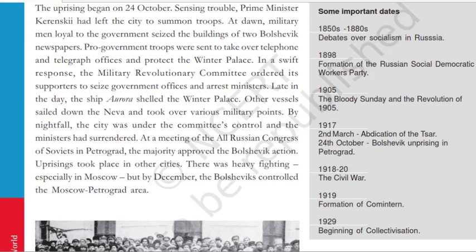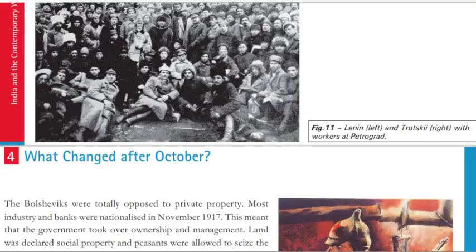Late in the day, the ship Aurora shelled the Winter Palace. Other vessels sailed down the Neva and took over various military points. By nightfall, the city was under the committee's control and the ministers had surrendered. At a meeting of the All-Russian Congress of Soviets in Petrograd, the majority approved the Bolshevik action. Uprisings took place in other cities. There was heavy fighting, especially in Moscow, but by December, the Bolsheviks controlled the Moscow-Petrograd area. Fig. 11. Lenin, left, and Trotsky, right, with workers at Petrograd.